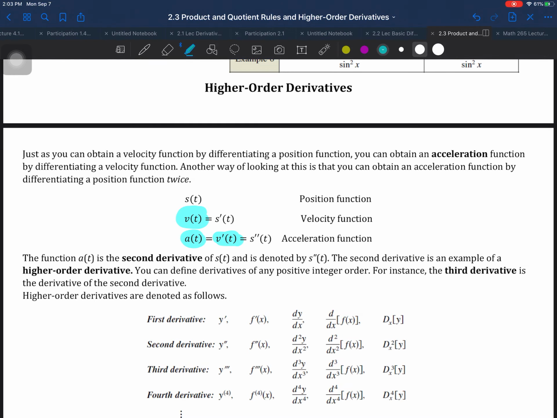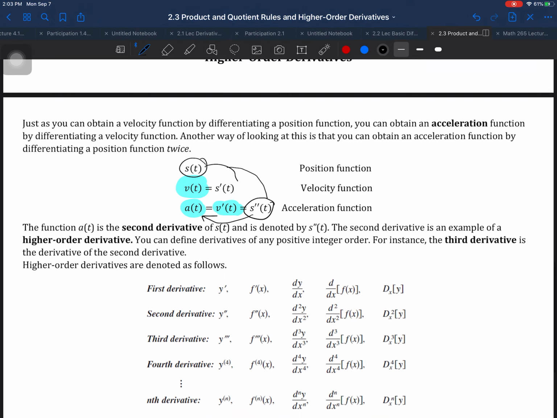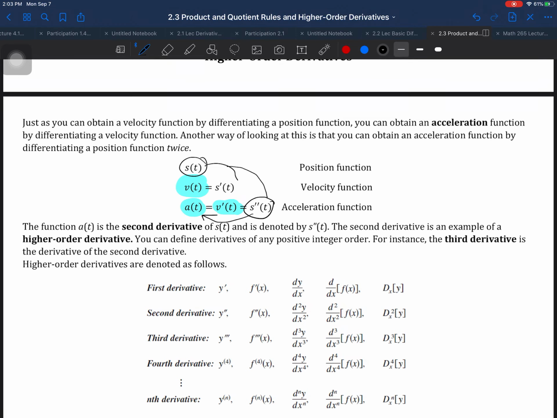That's kind of neat. The first derivative of position gives you velocity, but if you take the second derivative, meaning the derivative of the derivative, it gives you the acceleration. This introduces the concept that we can take the derivative of a derivative. And why not? When we take the derivative of a function, the end result is another function that is also differentiable, so you can continue taking the derivative of that and continue to do that.